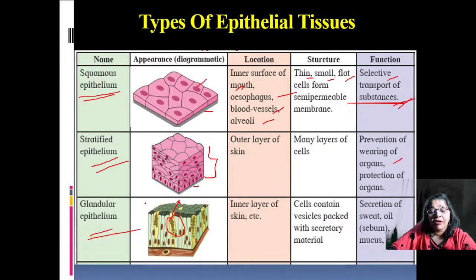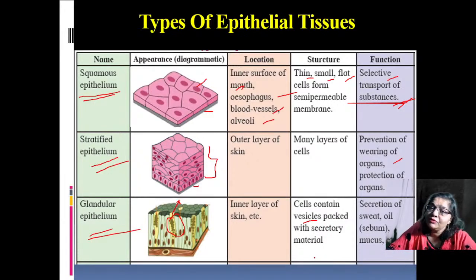our body. Now these glandular epithelium are found mostly in the inner layers of skin, or they may form glandular organs, like the thyroid gland, the parathyroid gland, the adrenal glands, the pituitary gland, and so on. So these glands contain the glandular epithelium tissue, which lines the inner layers of these glandular tissues. If you see the structure of the cells, the cells contain vesicles, which are packed with secretory material.